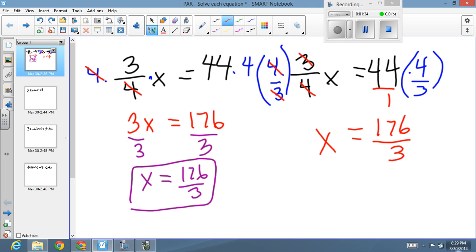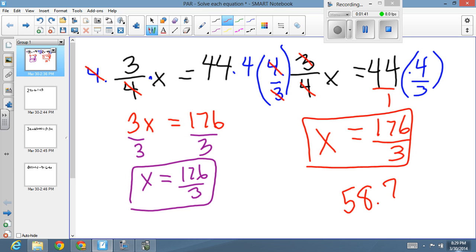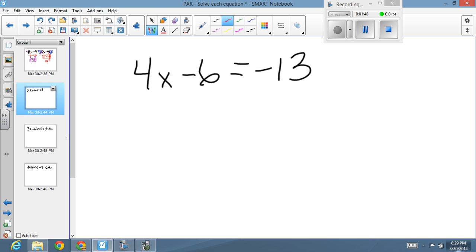You know, as a decimal, that's going to be in the range of 58.7 or something like that. But I would say you just leave it right like that in the form of a fraction. What if there's a couple steps? This is Algebra 1 stuff we're reviewing. Add 6 to both sides.